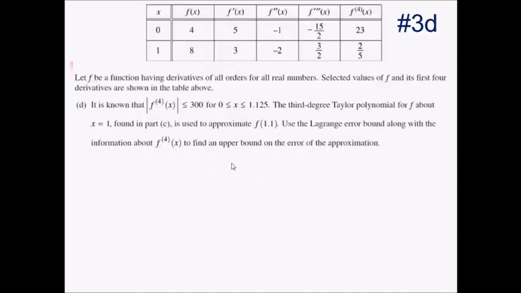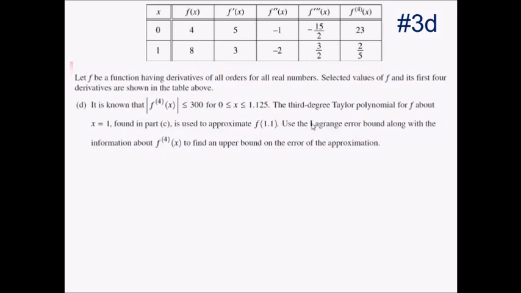On this part of the free response problem, they're saying it's known that the fourth derivative of x is less than or equal to 300 between 0 and 1.125. The third degree Taylor polynomial about x equals 1 is used to approximate f of 1.1. Okay. They want us to use the Lagrange error bound along with information about the fourth derivative to find an upper bound on the error of the approximation.